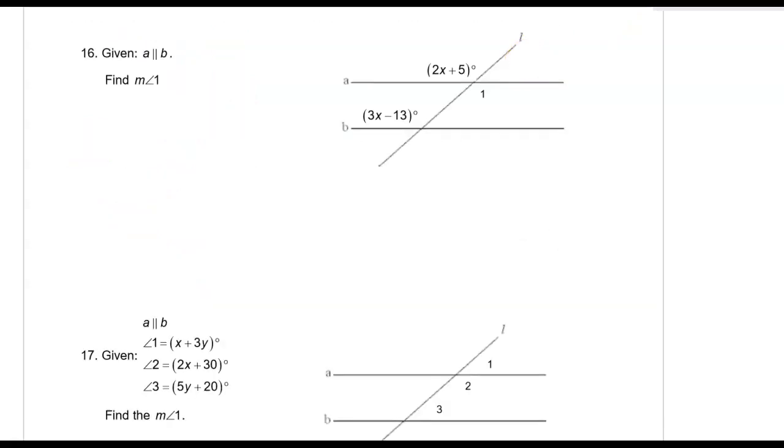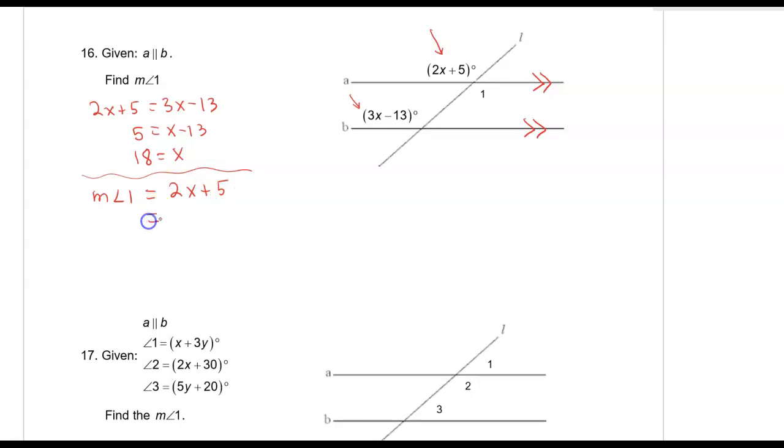Number 16. Mark the diagram showing that line A is parallel to line B. We have corresponding angles here. So if lines are parallel, corresponding angles are congruent. Let's set them equal to each other. 2x plus 5 equals 3x minus 13. Solve for x. To find the measure of angle 1, we'll plug 18 into the expression 2x plus 5. We're doing this because 2x plus 5 is a vertical angle to angle 1, and they are congruent.